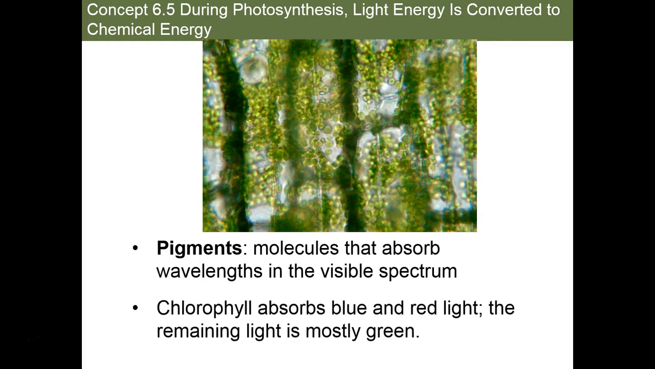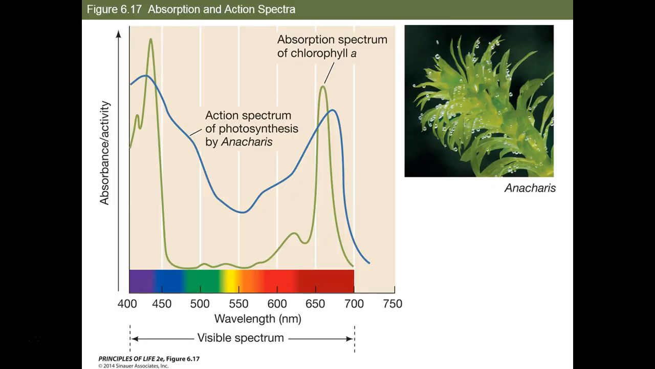Pigments are molecules that absorb wavelengths in the visible spectrum. Chlorophyll absorbs blue and red light. The remaining light that is reflected back at us is mostly green. You can see in figure 6.17 that this plant absorbs best within the red and blue spectrum of light, using the pigment chlorophyll.